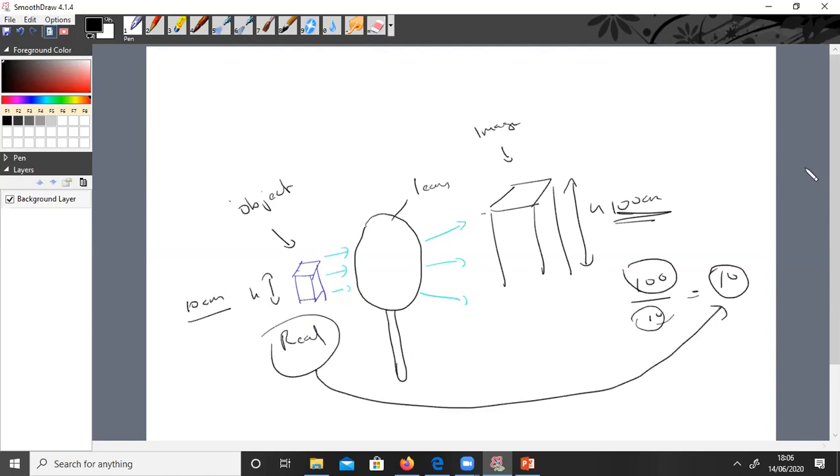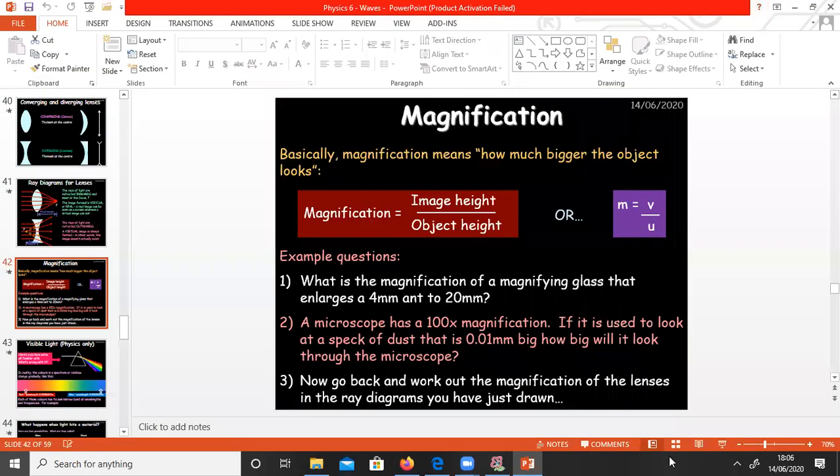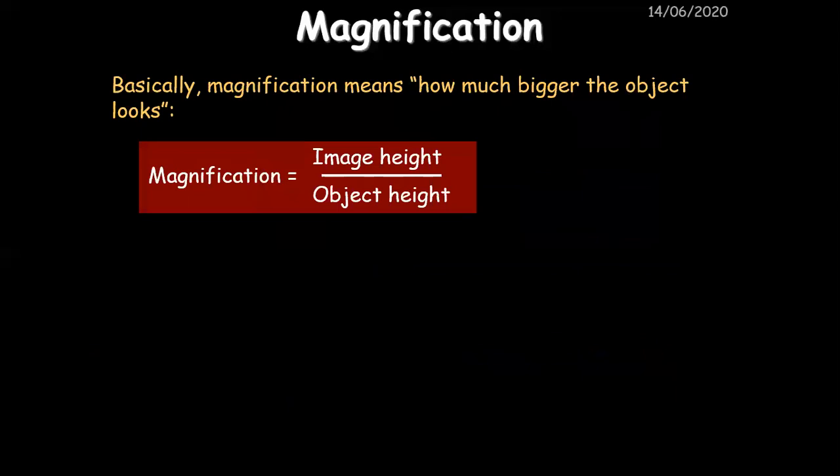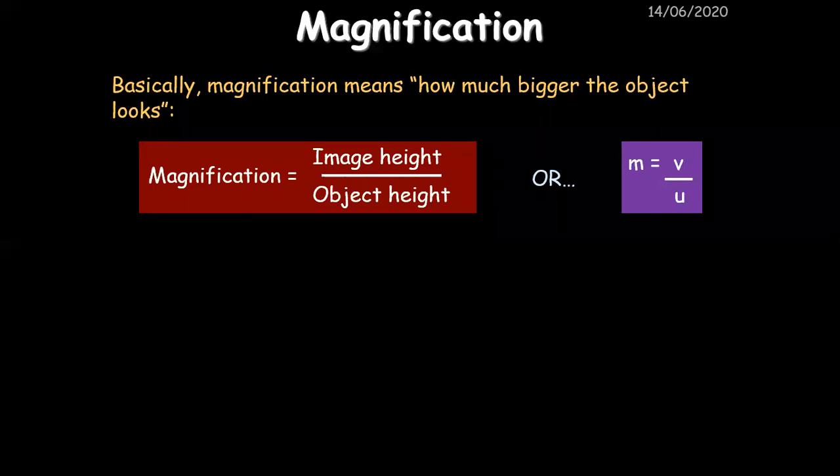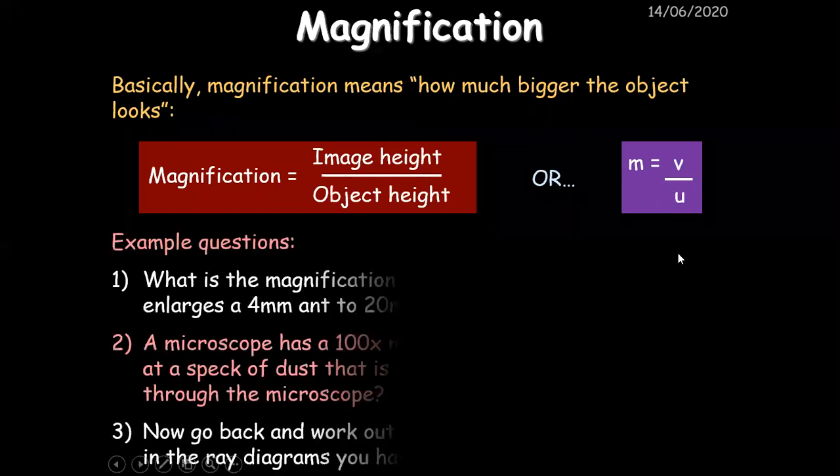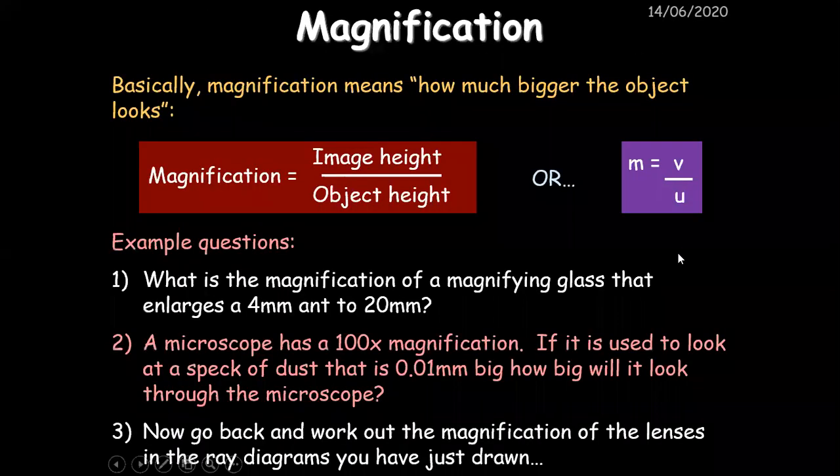So you don't need to copy that. That's just a rough explanation of what's going on here. The formula is basically talking about that. So magnification equals the height of the image over the height of the object, or M equals V over U. V represents the height of the image. U represents the height of the object. And what you can do, you can copy that down.